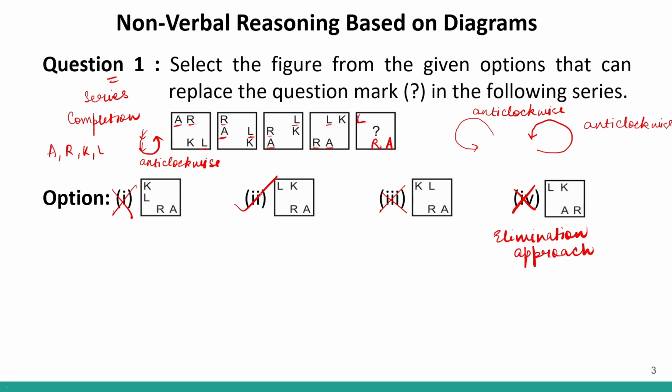Clear? Now let us confirm it with K. K is moving from here to here, then here, then here. So K is also moving like this. Correct? Anti-clockwise. So after this, K will come in which position? K will come over here. So this will look like this, L, K and R, A. So option number 2 is correct.